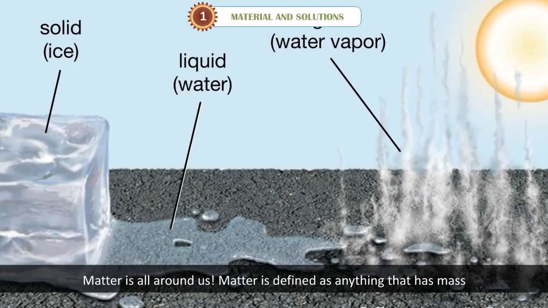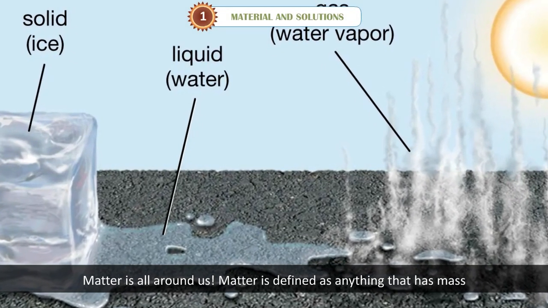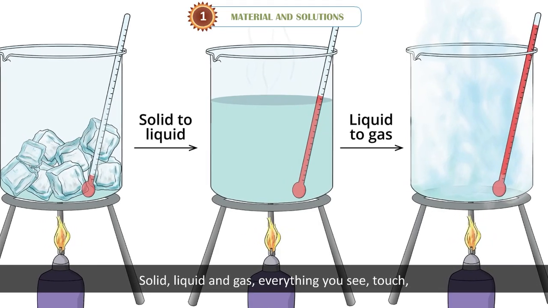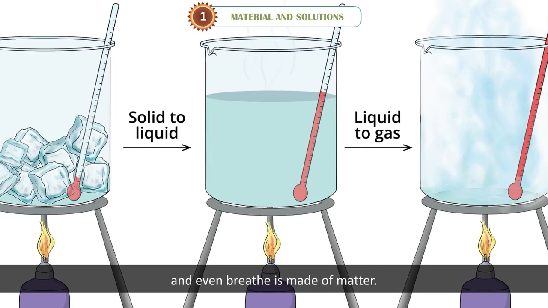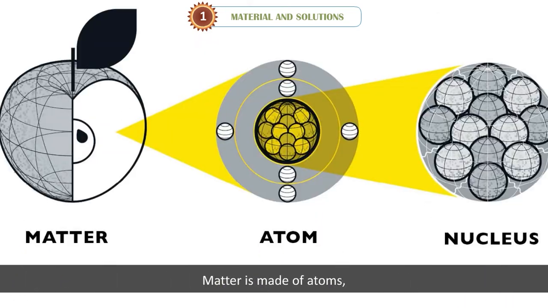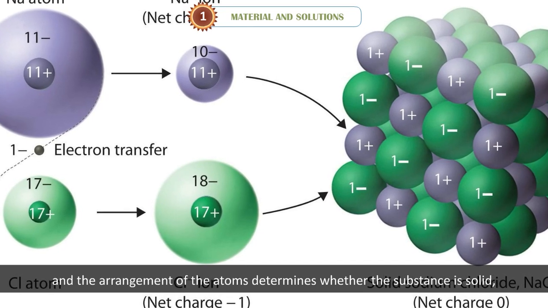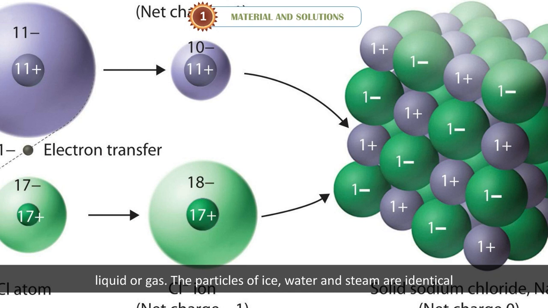Matter is all around us. Matter is defined as anything that has mass and takes up space. Solid, liquid, and gas. Everything you see, touch, and even breathe is made of matter. Matter is made of atoms, and the arrangement of the atoms determines whether the substance is solid, liquid, or gas.